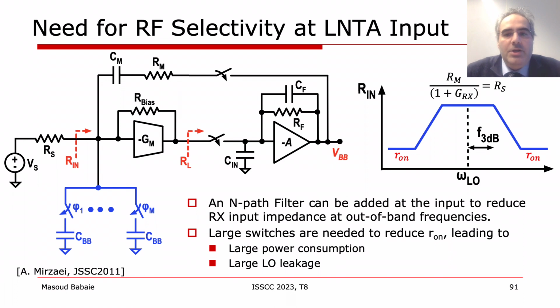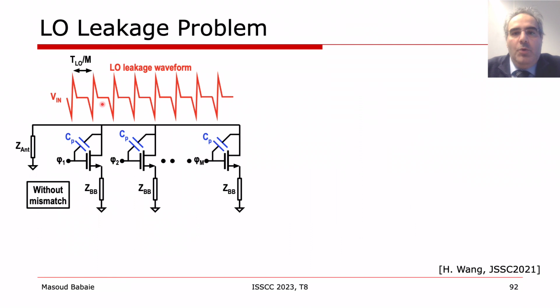To achieve higher rejection, one needs to reduce Ron by increasing the width of the switches. However, this comes with a higher power consumption for the LO buffers and also increases the LO leakage at the antenna port. To get more insight on the LO leakage, consider this schematic. The falling edge of the first LO signal comes first and couples through parasitic capacitance to induce a negative pulse at the antenna port. After a short time, the rising edge of the second LO comes and causes a positive pulse on the antenna port.